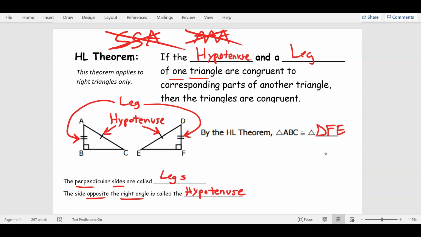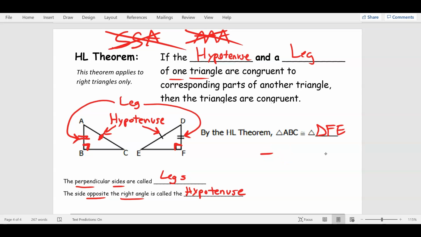Cool. Now, how do you tell when it's HL? Let me show you. Let's follow this around. So what is this right here? That's an angle. What are these tick marks right here? A side. And what is this right here? A side.